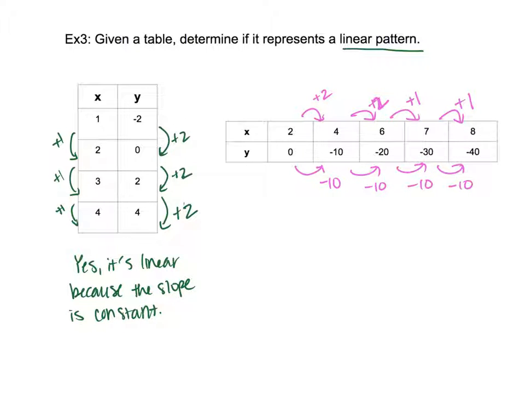So this tells me that I have a discrepancy here. The slope here, or the run here, is adding by 2, but then it switches to adding by 1. So in this case, this is not linear because the slope is not constant. So no, it's not linear because the slope is not constant.